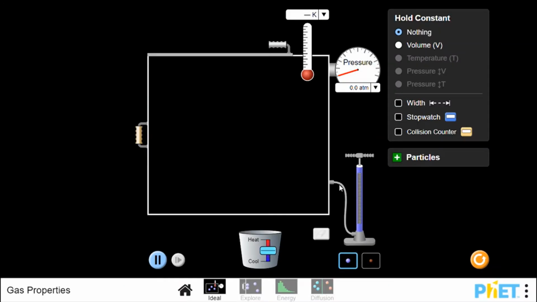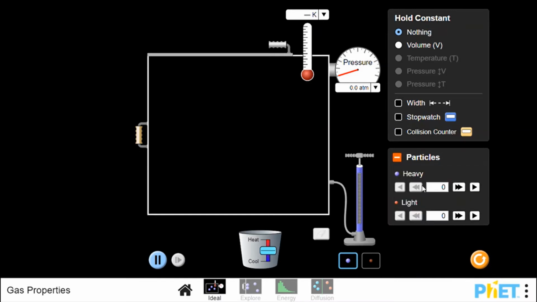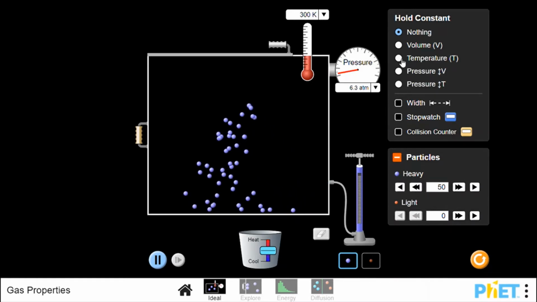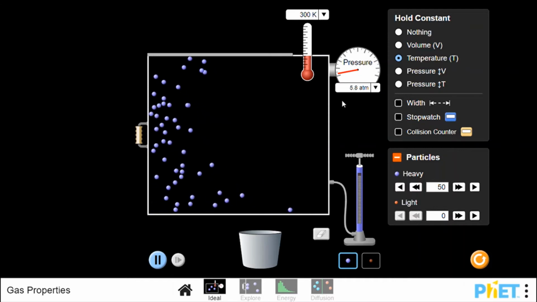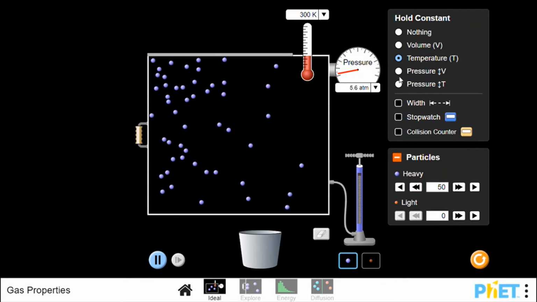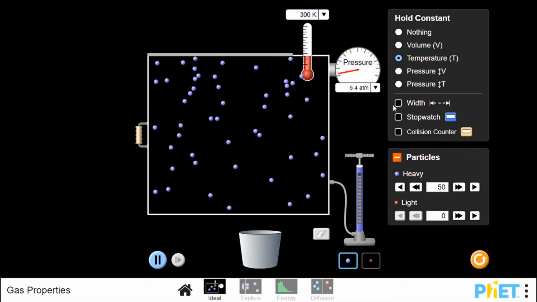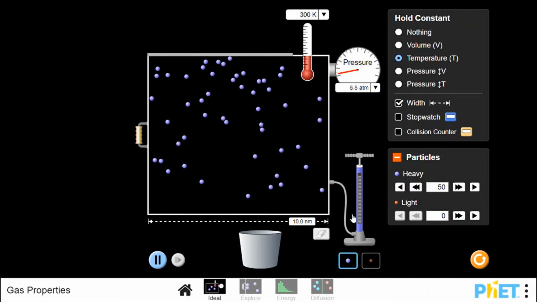Here I will show you the simulation of the Boyle's law experiment. Okay, we have a pump of the particles here, the pressure and also the temperature. First, I will pump in 50 large particles into the container. Then I will set the temperature as a constant, because in the definition of Boyle's law the temperature should be constant. And then I will turn on the width to show the width of the container.